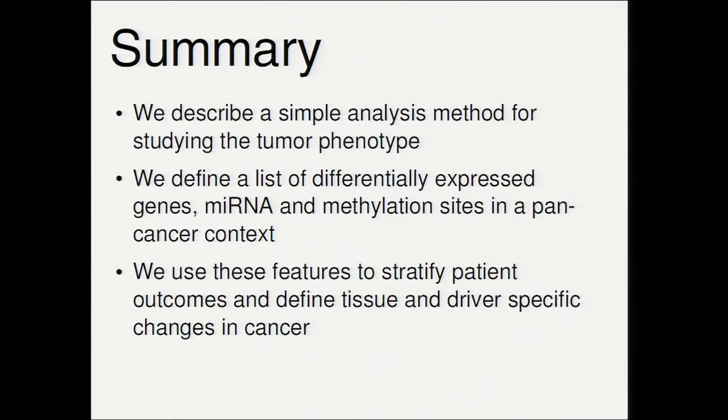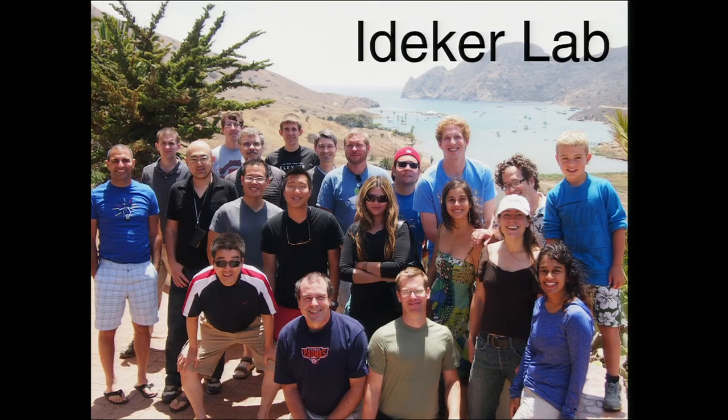So in summary, we've described a very simple metric for studying the tumor phenotype, and we've used this to define a list of differentially expressed genes, microRNA, and methylation sites in this pan-cancer context. We've used these features to stratify patient outcomes and define both tissue and driver-specific changes in cancer. We're working on putting this manuscript together, but I encourage you to think about the specificity of results in these targeted analyses to really understand what is specific to a given tissue context or a given model versus the general features of cancer as a whole. And with that, I'll thank the Eidecker Lab and open it up to questions.